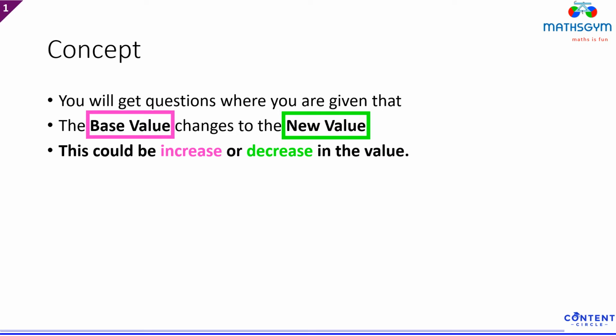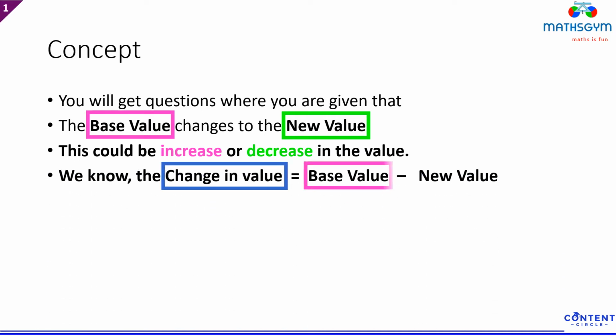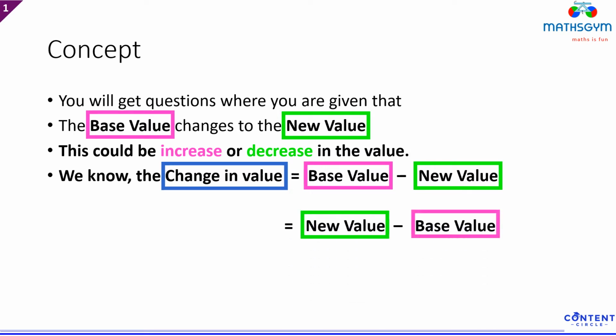Now, depending on the actual question, what you need to do fundamentally in these types of questions is first find out the change in the value. And how do you find the change in the value? If the value has decreased from the original value, we call that original value the base value. So then you will do base value minus new value. However, if the value has increased, for example a shirt's price has increased from the original price to a new price, then it is new value minus base value.